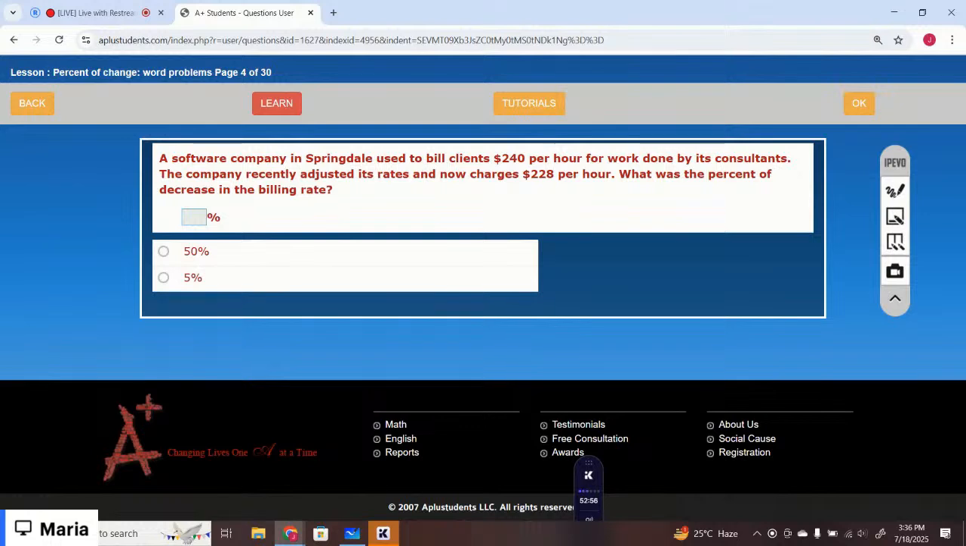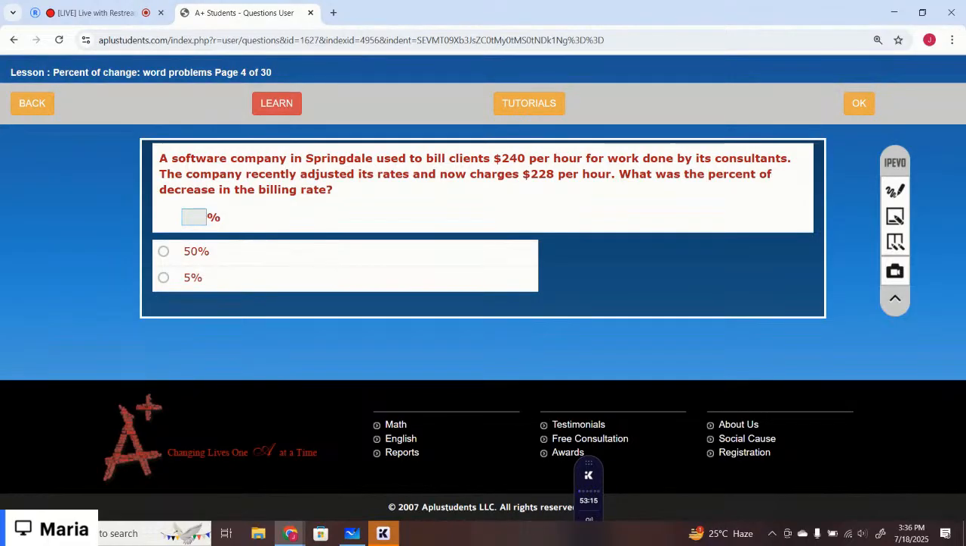A software company in Springdale used to bill clients $240 per hour for work done by its consultants. The company recently adjusted its rates and now charges $228 per hour. What was the percent of decrease in the billing rate? So you need to calculate the percent of change.